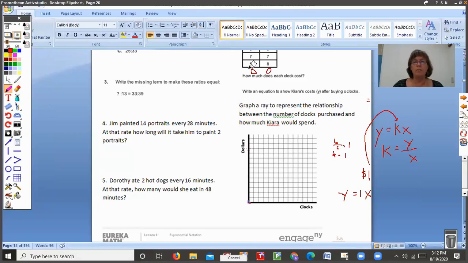The next one is, well, what about if she buys 7? It's $7. So 1, 2, 3, 4, 5, 6, 7. 1, 2, 3, 4, 5, 6, 7. And you put your second one. When you do that, the computer is automatically going to create your arrow for you, okay? So you want to make sure that that's how you do it. You do the origin first, and then you plot the other point, and then the computer will graph it.